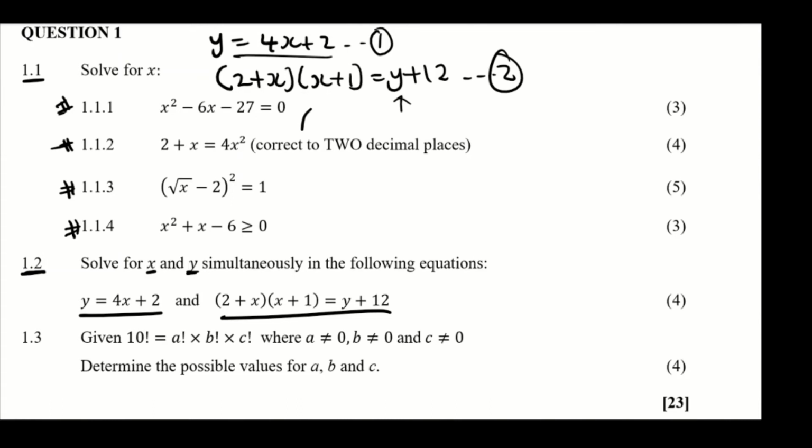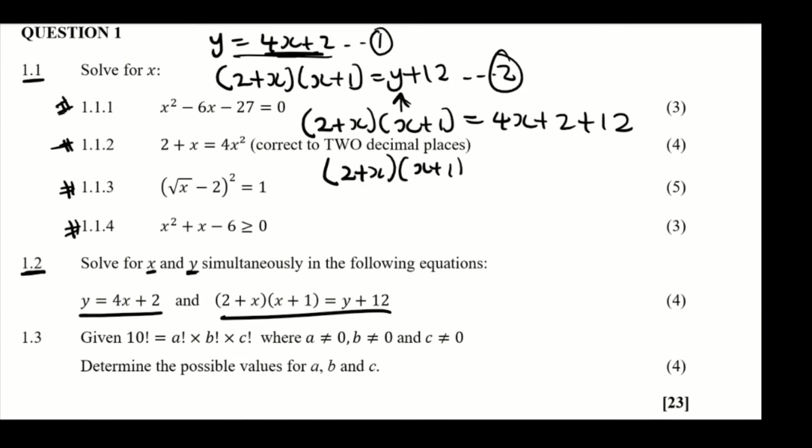So you can simply write 2 plus x, x plus 1 equals, and where we see y we put 4x plus 2. So it's going to be 4x plus 2 plus 12, right? If we add these, we have 4x plus 14, and then on the left we're going to find the product using the FOIL method.